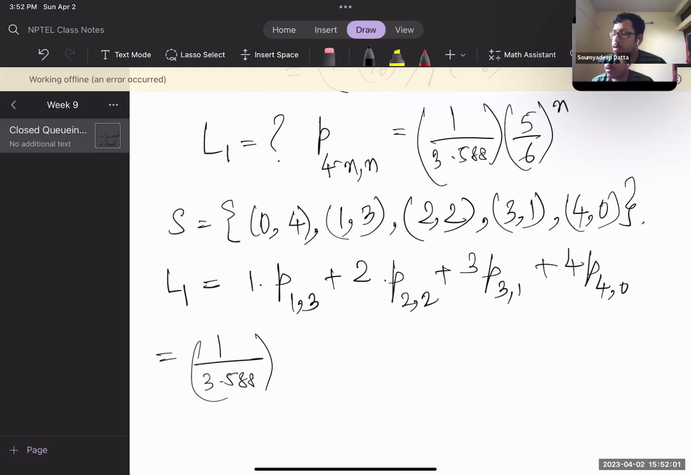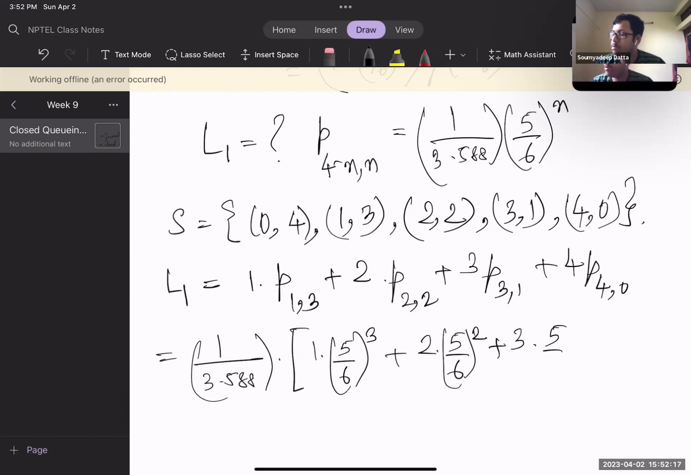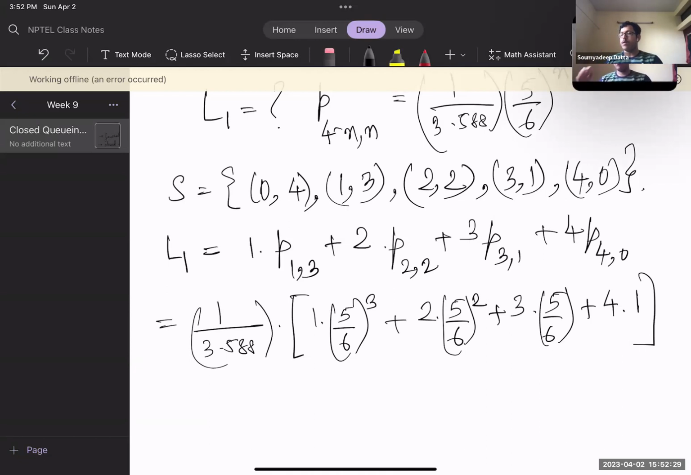3.588 times 1 times 5 by 6 whole cube plus 2 times 5 by 6 whole squared plus 3 times 5 by 6 plus 4 times 5 by 6 to the power 0. So that's 1. So we can quickly solve this. I'll be using the calculator.